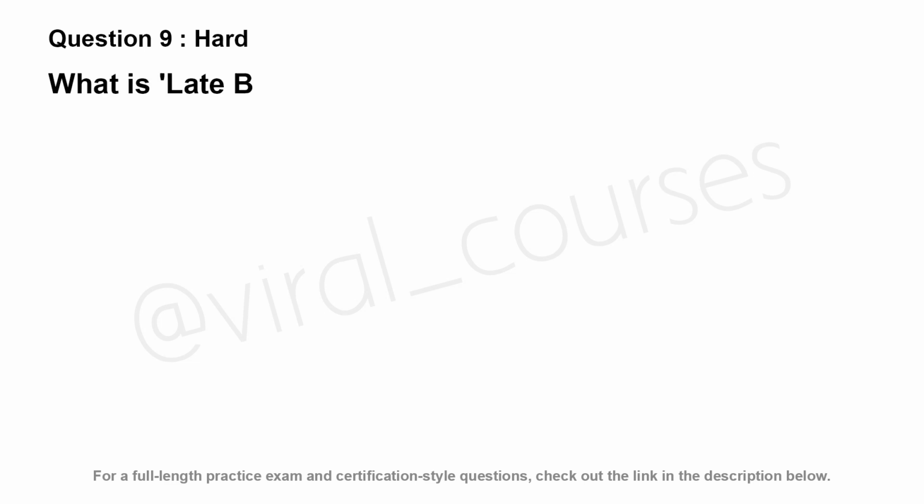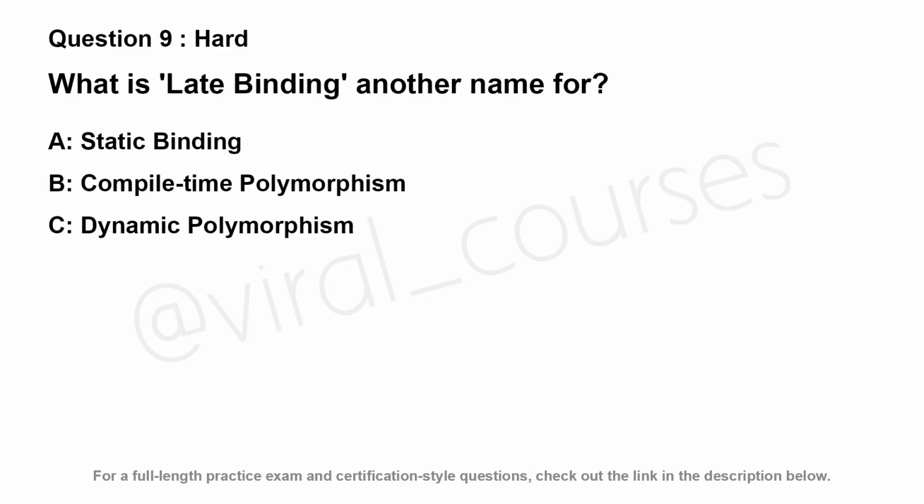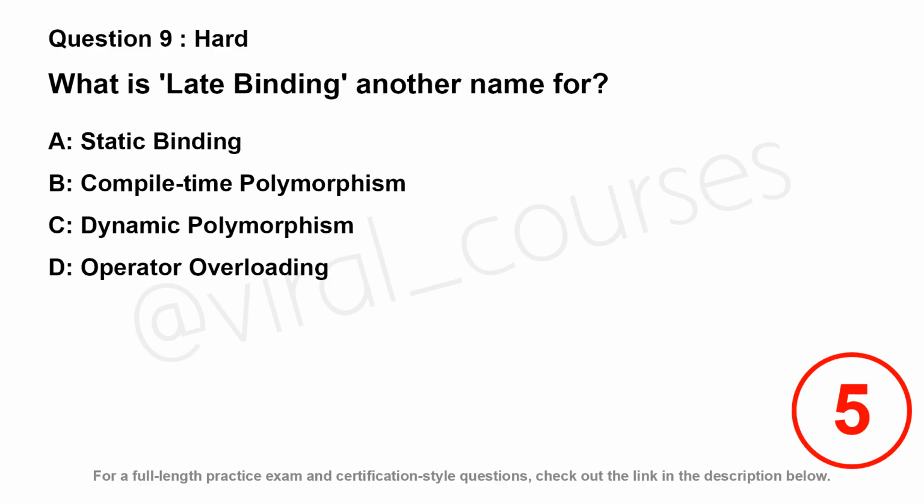What is late binding another name for? Option A. Static binding. Option B. Compile time polymorphism. Option C. Dynamic polymorphism. Option D. Operator overloading.